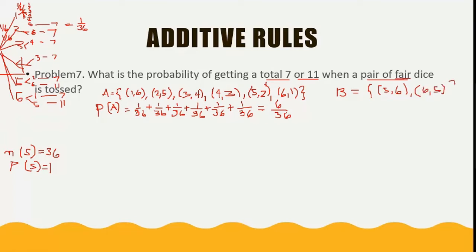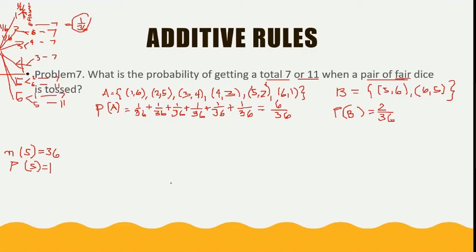Take note that I am using parentheses, so these are ordered pairs, meaning they cannot be interchanged. If you write 6 here, then 5 here, that's a different pair. Since each outcome has a weight of 1 over 36 and we only have two possible outcomes, the probability of getting these two is 2 over 36.